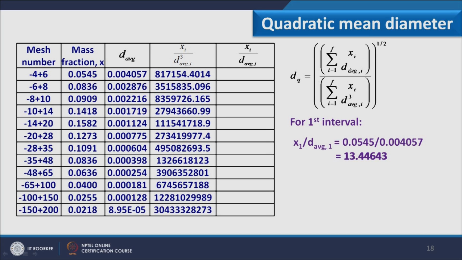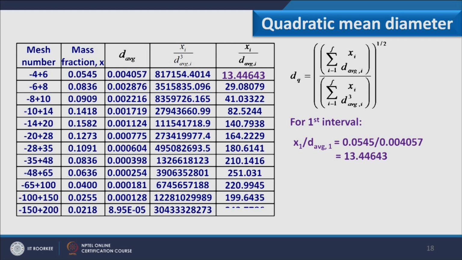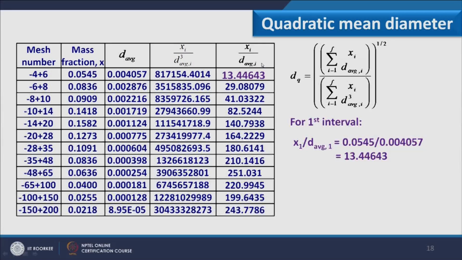Now we have to compute xi over d average i. For the first interval, x1 over d average 1 we have computed using mass fraction as well as d average value, and the value comes as 13.44643, and we can write the value over here. Similarly, we can write the value in the rest of the columns also. Now, once I am having all values of xi over d average i cube as well as xi over d average i for all fractions, we can simply sum them up to have the summation of these particular expressions.